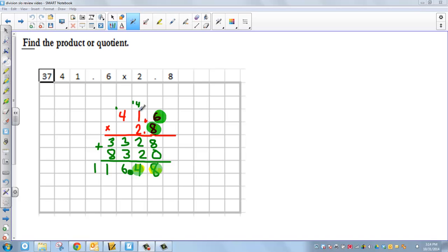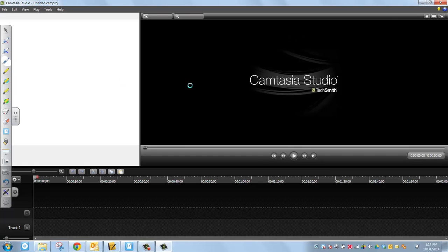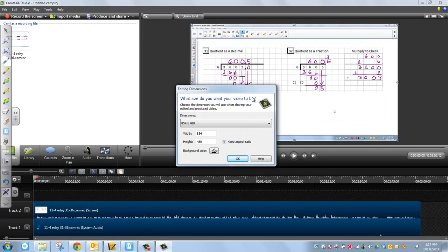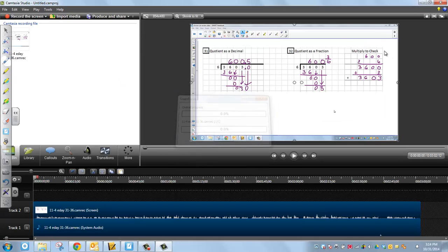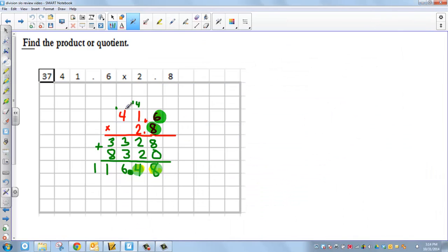Alright, in our last four problems, we're going to either multiply or divide. Sorry about that. In this problem we have 41.6 times 2.8, and the thing that I want us to remember is however many numbers are to the right of our decimal point in both factors, that's how many numbers are to the right of my decimal point in my final product. So again, I have two numbers highlighted, so I need two numbers highlighted to the right of my decimal point.